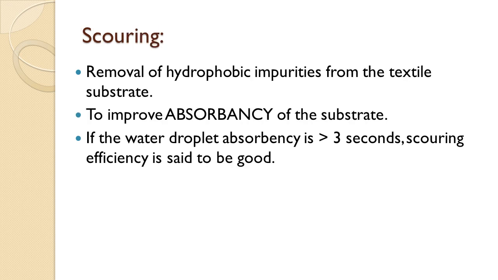After desizing, we carry out the scouring process. So in case of scouring, we know that we remove the hydrophobic impurities from the textile substrate. Now the cotton will be having natural hydrophobic impurities like waxes. If such waxes or some oils, spin oils are present on the natural or synthetic fibers, the pickup of water and chemicals will be improper because of them. Penetration of these chemicals will be affected.